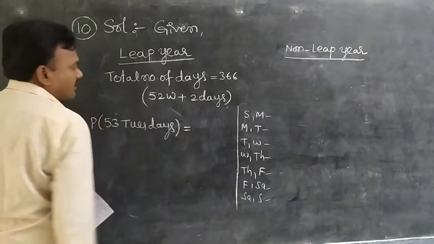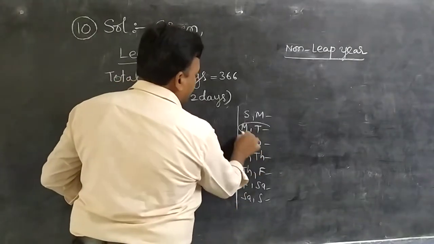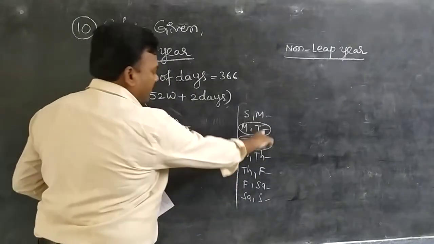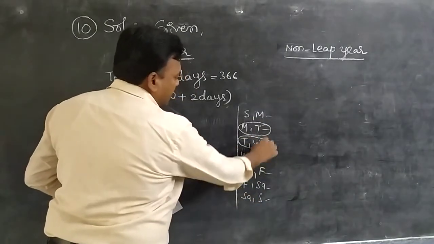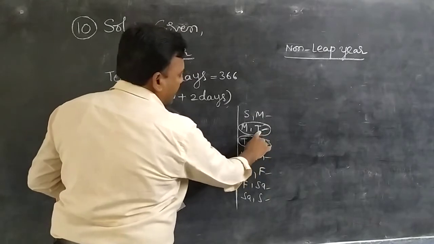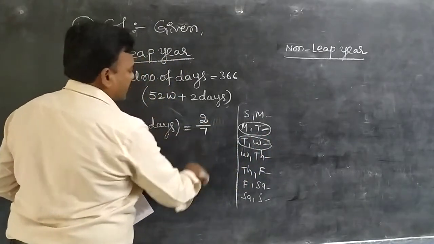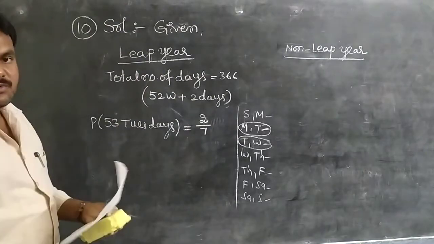Which pairs include Tuesday? Tuesday is included in two of them. So total number of outcomes is 7, and 2 Tuesdays are included in 2 chances. That's why 2 by 7 is the final solution. 2 by 7, students.